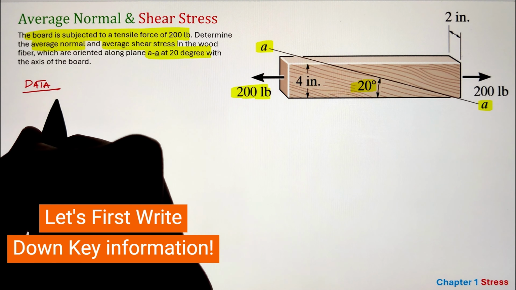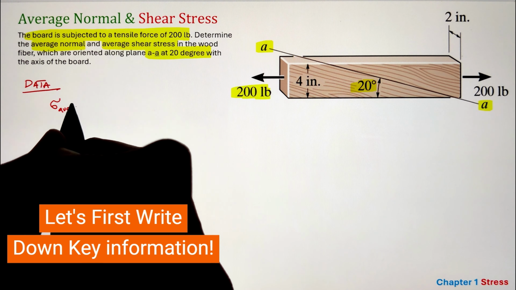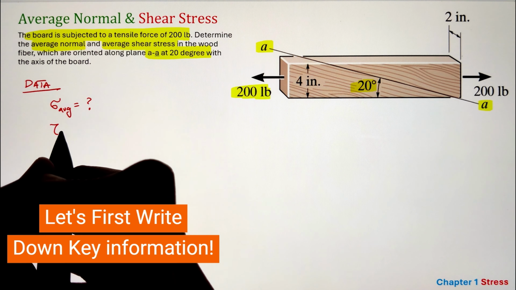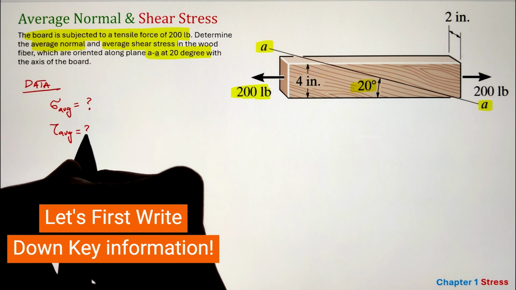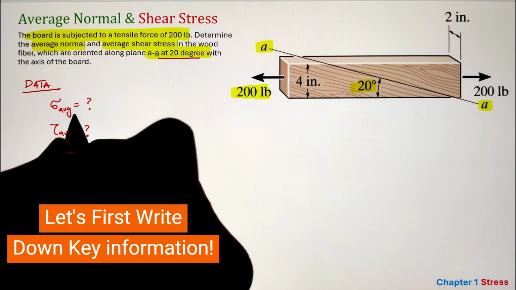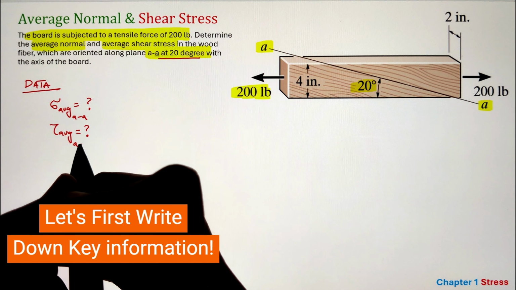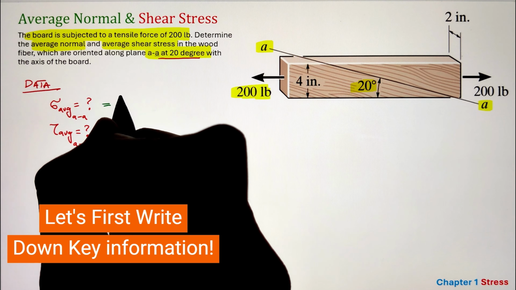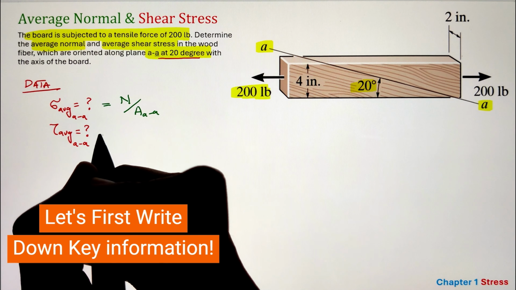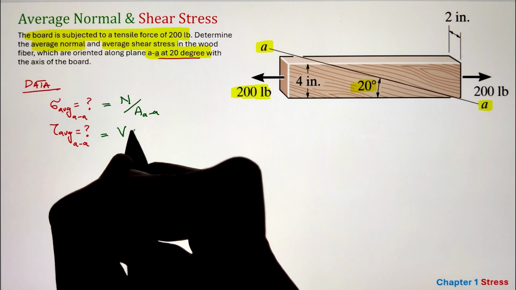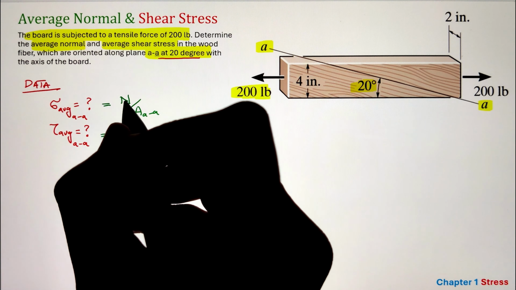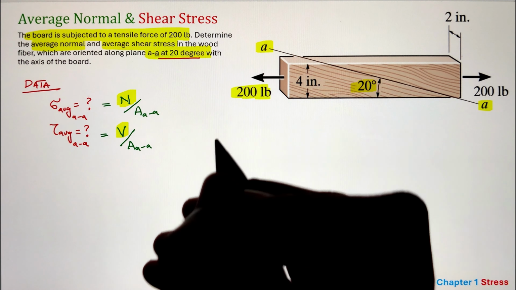Now, to calculate these stresses, let's first write out all the variables. For our normal stress, the variable is sigma, whereas for the shear stress, it is given as tau. Since we are looking for these stresses at an angle of 20 degrees with the axis of the board, it is important because we have to identify the cross-sectional area. So we need to make a cut along the plane A and identify that cross-sectional area to be utilized in these formulas. To start, we will figure out the forces.